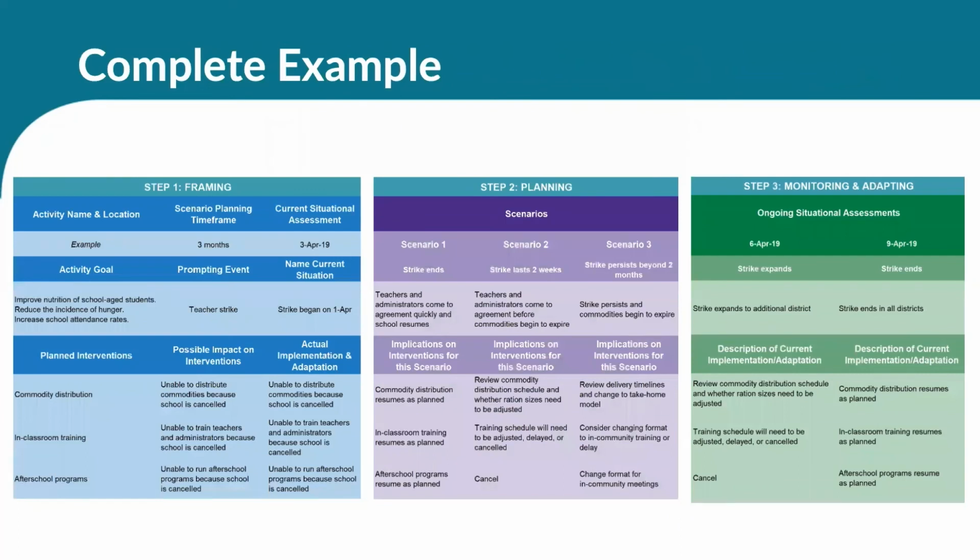Here are all 3 steps of our example, documented in the scenario planning tool. If the strike had not ended on April 9th, the team would have continued adding columns to step 3 as they continued to monitor the situation and how they adapted their interventions. Again, feel free to pause the video if you would like to review their use of the tool.